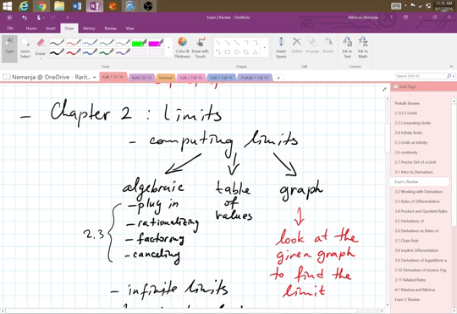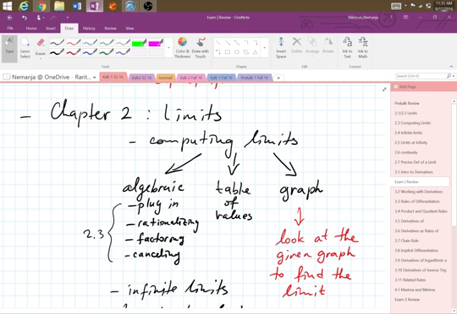Moving into chapter 2, we have limits. Chapter 2 is limits. So we need to know how to compute limits. And we know that we have 3 different ways: graphs and charts, tables of values, and then algebraic, which is calculations.